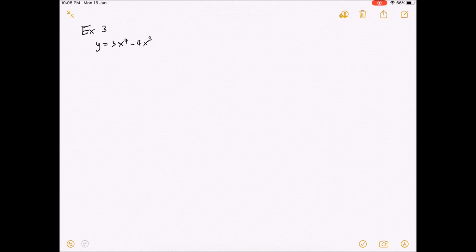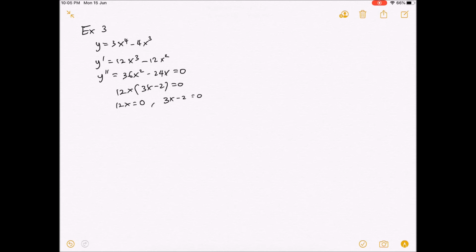Okay, so let us solve example 3, this one. Y prime is 12x to the power of 3 minus 12x squared. Okay, so let us solve for the inflection point first. Set this equal to 0, then I will have 12x(3x minus 2) equals to 0. So here x equals to 0 and here x equals to 2 over 3.